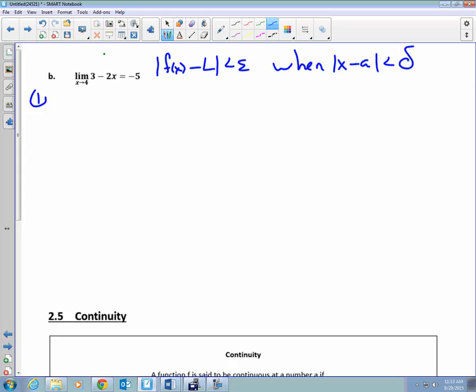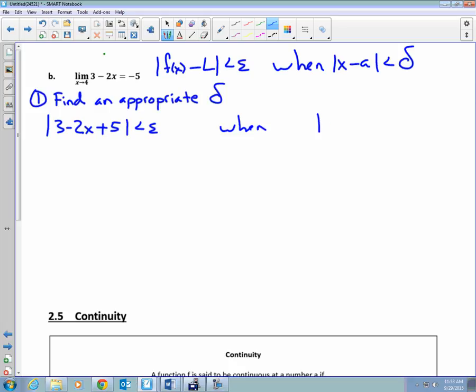So the first step is to what? Find an appropriate delta. How do we do that? We make the left side look like the right side. So I should have the absolute value of 3 minus 2x minus negative 5, so plus 5, is less than epsilon when absolute value of x minus what? 4 is less than delta.